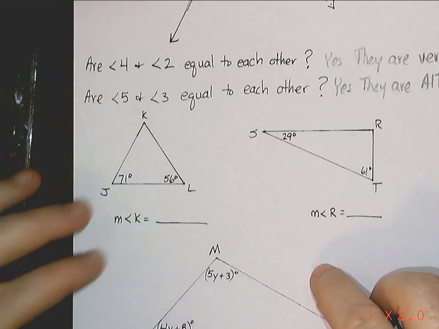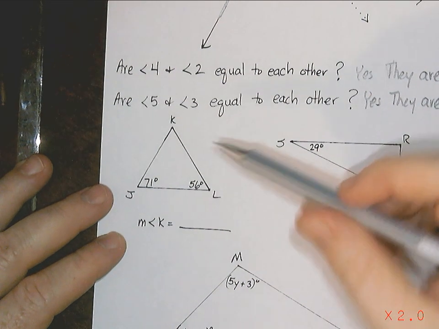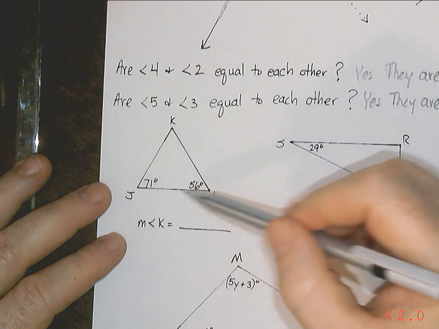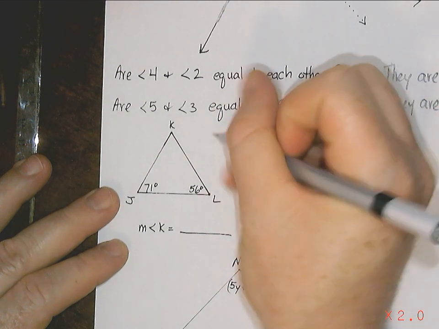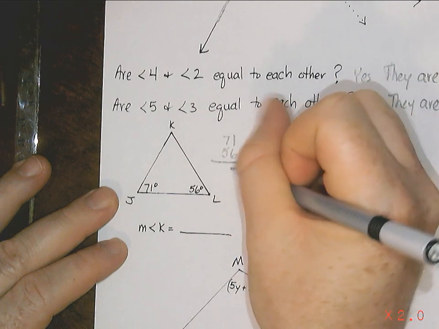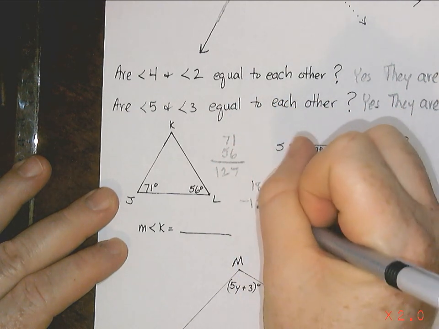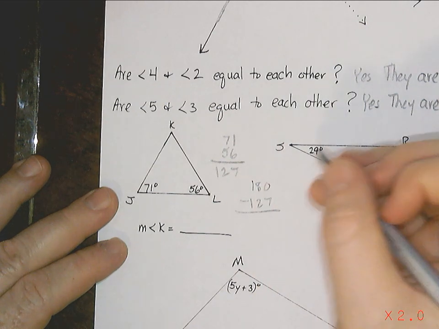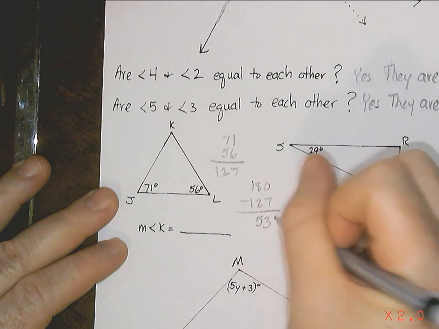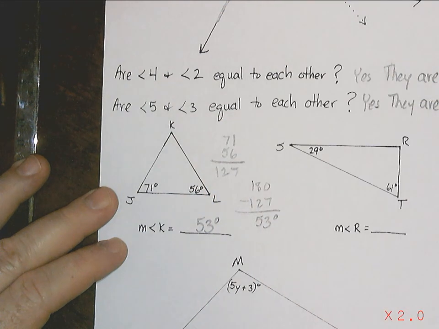Okay, the easiest of the ones that I have here are what we just talked about earlier, that all 3 angles in a triangle are 180 degrees. So you add up what you know, you add up what you have, and you subtract that from 180, and you get the missing piece, which in this case is 53 degrees. So angle K has got to be 53 degrees.